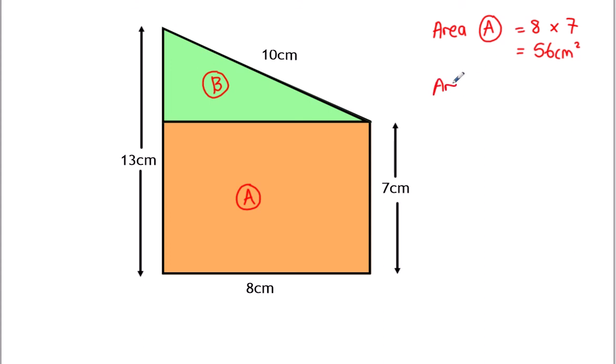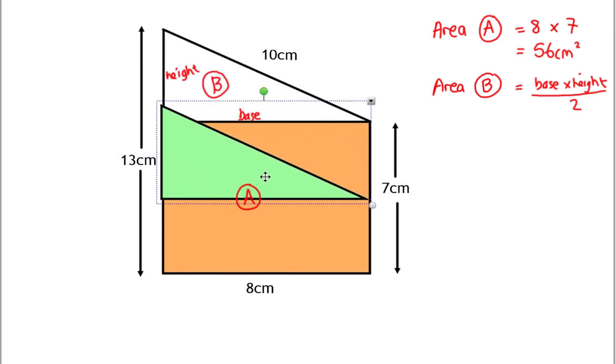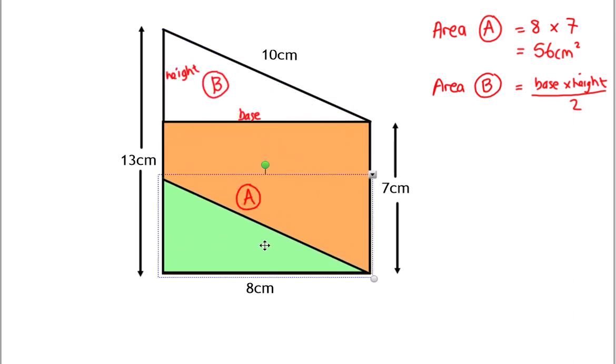Now area B is a bit trickier because I've only got one number for area B at the minute, which is 10 centimeters. Now because it's a triangle, we have to do base times height divided by 2. Now 10 is not the base, this is the base, and this is the height. So I don't know the base and I don't know the height either at the minute. But if you look at this triangle, it's exactly the same width as the rectangle, isn't it? Because it's sitting on top of it nicely.